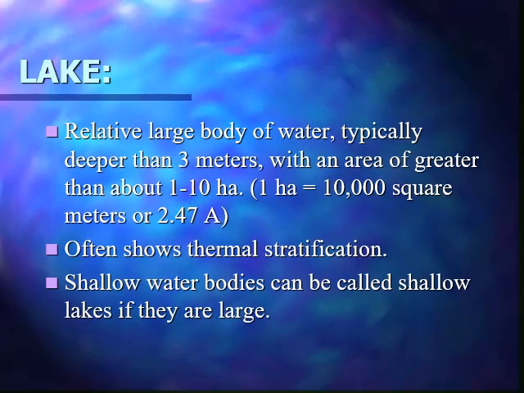So what's a lake? Well, it's kind of a large body of water, and this is really gray, how big does it need to be, but we think of it as being maybe deeper than 3 meters with an area somewhere, say from 1 to 10 hectares. Now notice a hectare is about 2.5 acres. These lakes can show, or often show, thermal stratification, depending on what part of the world they're found in. Now shallow water bodies can also be called lakes if they're very large. So for example, Lake Chad in Africa is not very deep, but it can be very large.